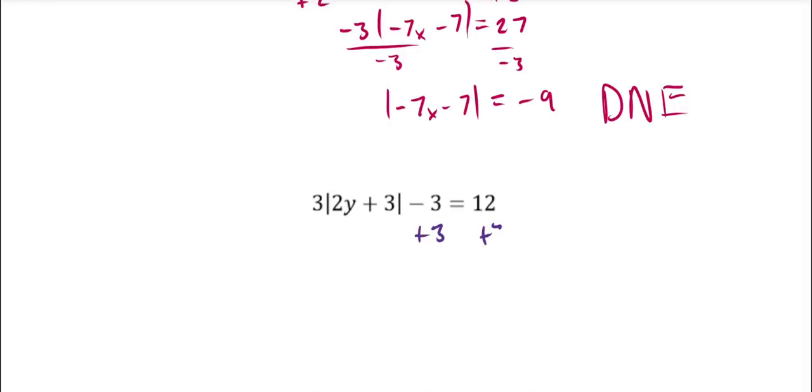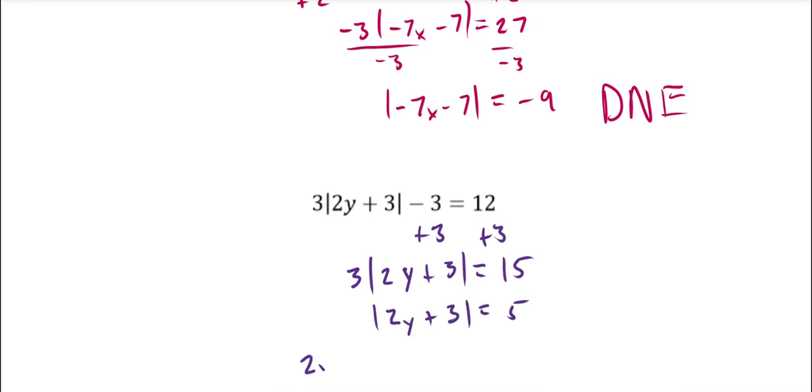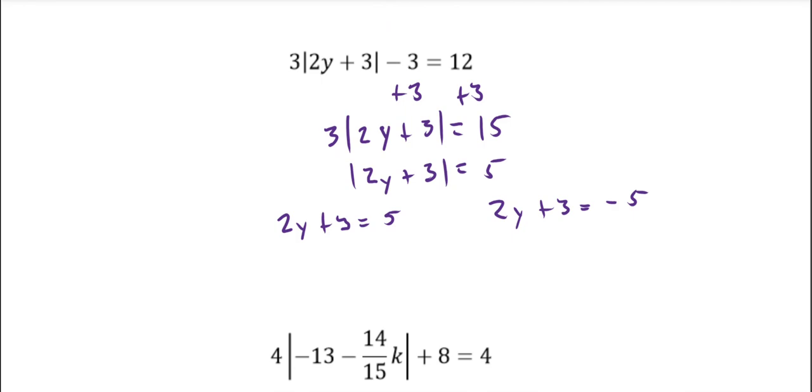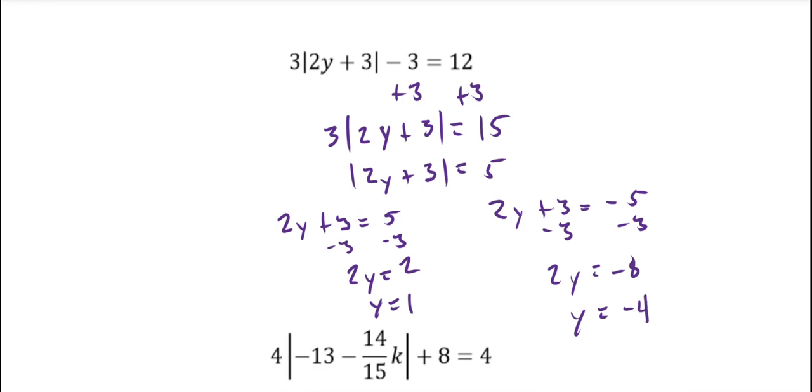Here I still want to start by isolating the absolute value. This gives me 3 times the absolute value of 2y plus 3 is equal to 15. Dividing off my 3, we get the absolute value of 2y plus 3 is equal to 5. And so we either have 2y plus 3 is equal to 5, or 2y plus 3 is equal to negative 5. Solving these by subtracting 3 from both sides, we then have either that 2y is equal to 2, or that 2y is equal to minus 8, giving me solutions of 1 or -4 respectively.